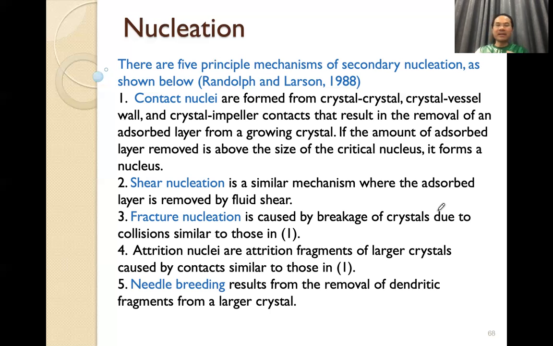And the third one is fracture nucleation. Fracture nucleation means the breakage of the crystal by the mechanism of crystal contact, crystal-vessel contact, crystal-wall contact, or crystal-impeller contact.